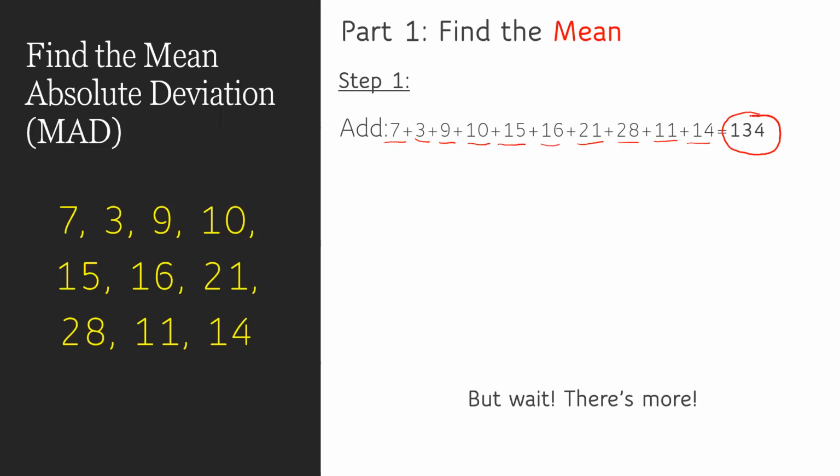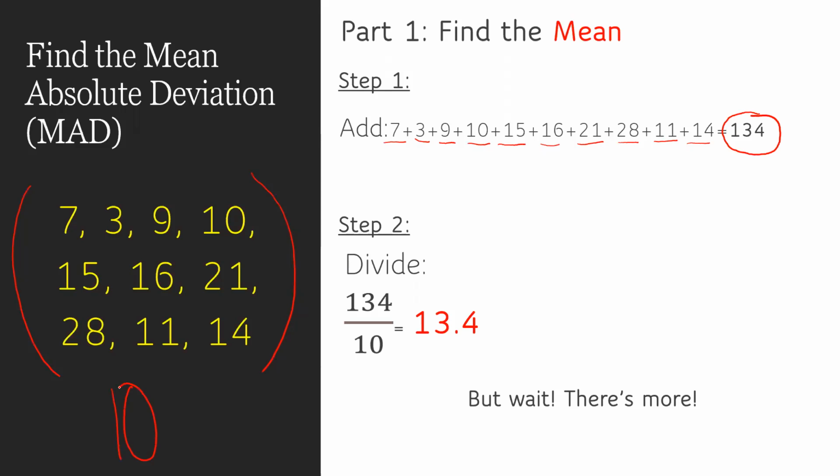That gives us a pretty large number of 134. And now, of course, what's our next step? I have to divide that 134 by 10. Why 10? Again, in my data set, I have 10 numbers total. And so where do I get that 134? Again, from back in step number 1. So 134 divided by 10 is 13.4.